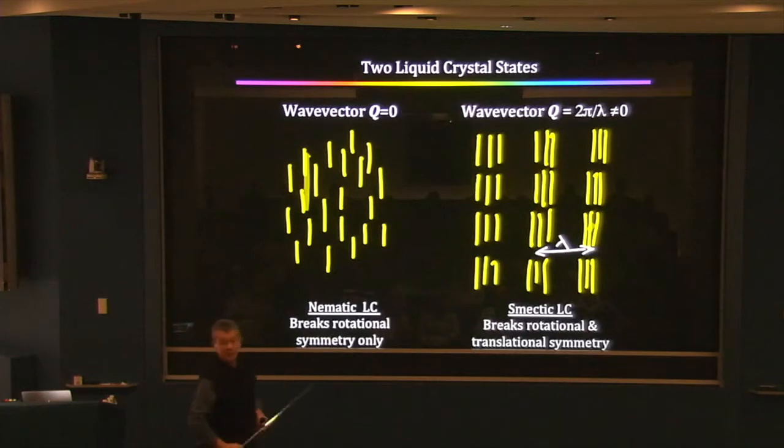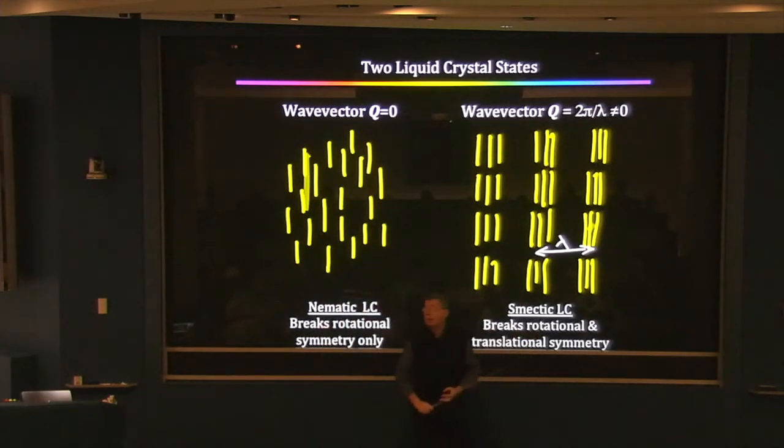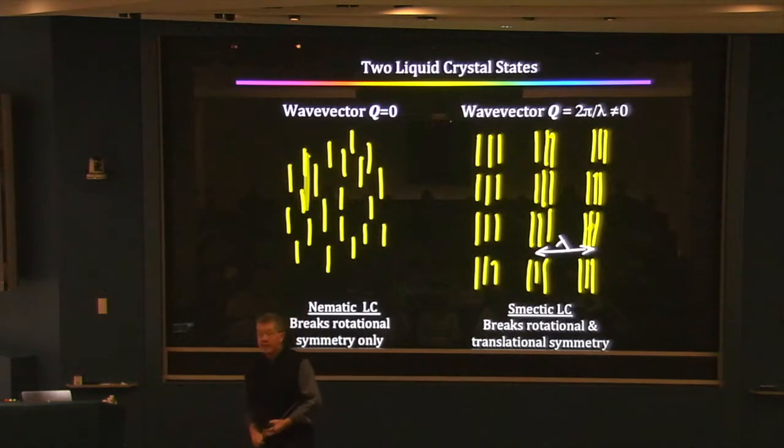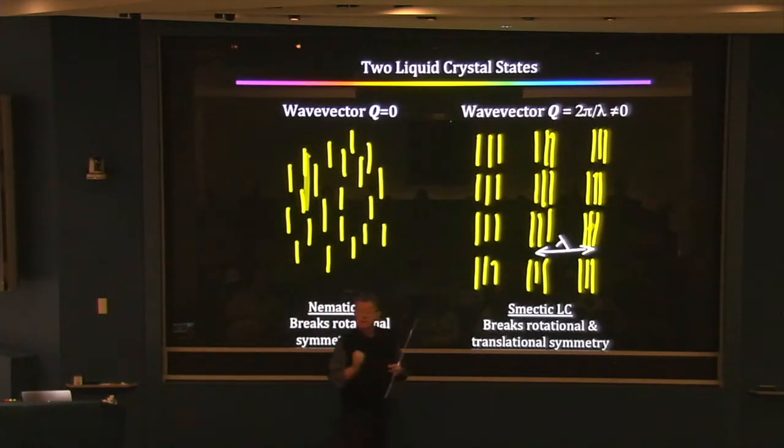The other state is a smectic state. In a smectic state, each molecule orients in the same direction, but then they make a periodic array. They make a wave-like state. Okay, so nematic, they're all aligned in one direction. We say they break rotational symmetry. Smectic, they're all aligned, but they're also periodic in space.